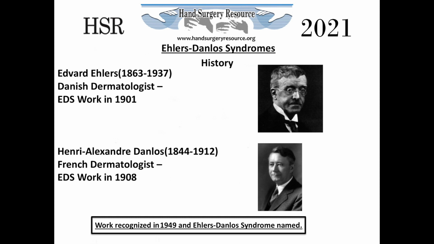The clinical features of Ehlers-Danlos Syndrome were first described by Edvard Ehlers, a Danish dermatologist, in 1901, and also described by Henri Danlos in 1908. These findings were consolidated into the concept of a syndrome in 1949. The name Ehlers-Danlos Syndrome has been used since then, and now many Ehlers-Danlos syndrome types have been described.